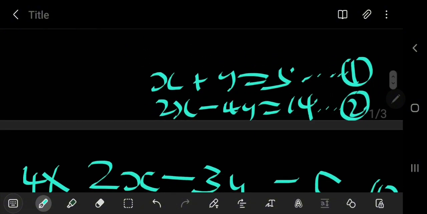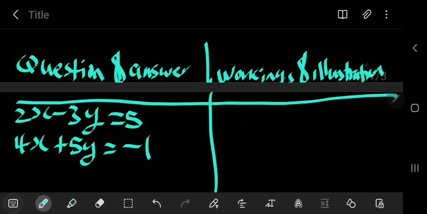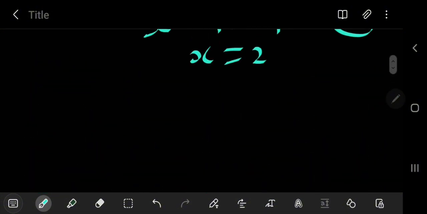We do simultaneous equations for questions like this. Questions where we have two unknowns. In this case, x and y. So an example is this: 2x minus 3y equals 5, and 4x plus 5y equals minus 1. Now before we attempt this, let's talk about types of simultaneous equations.